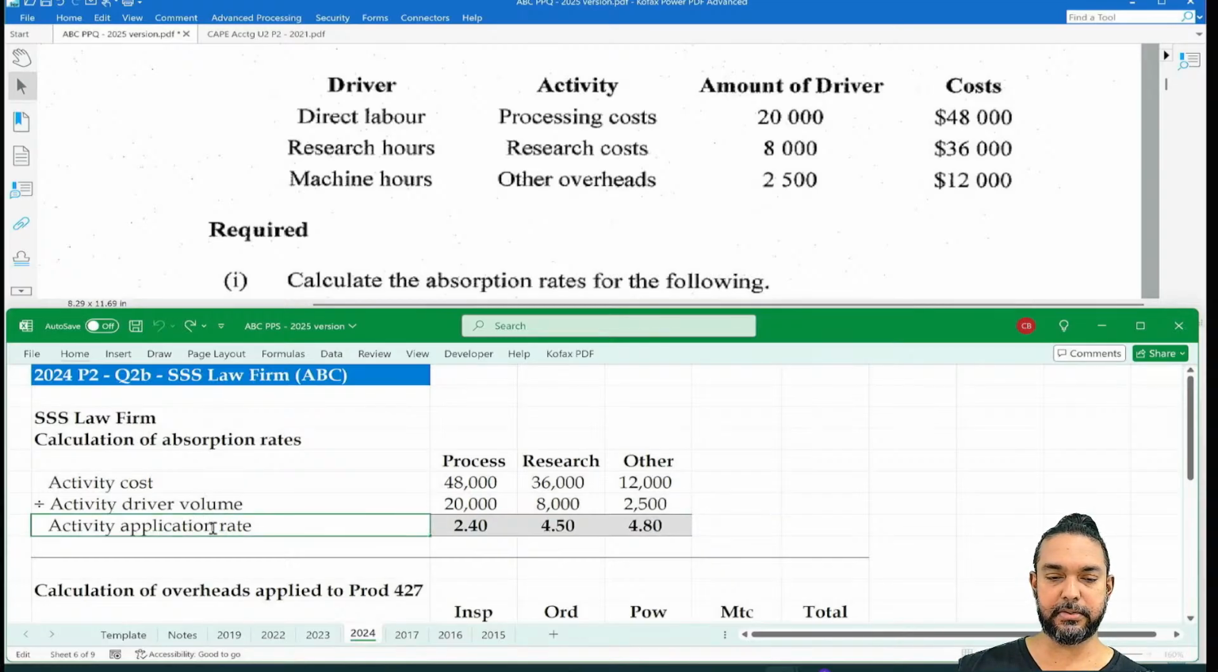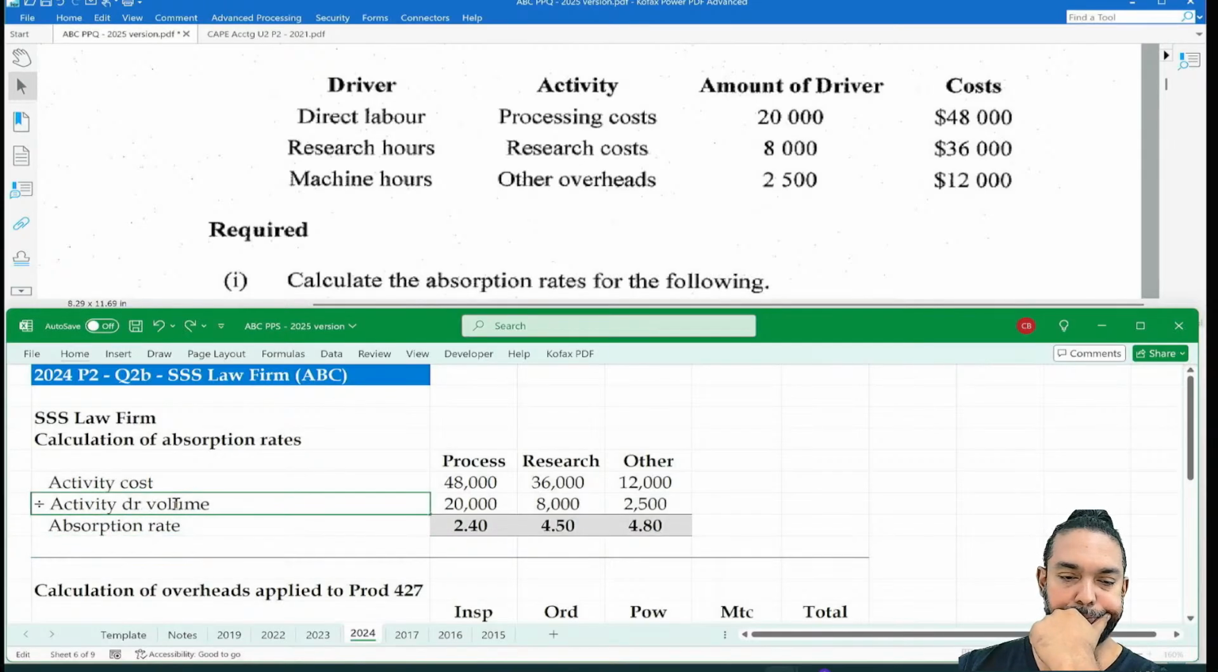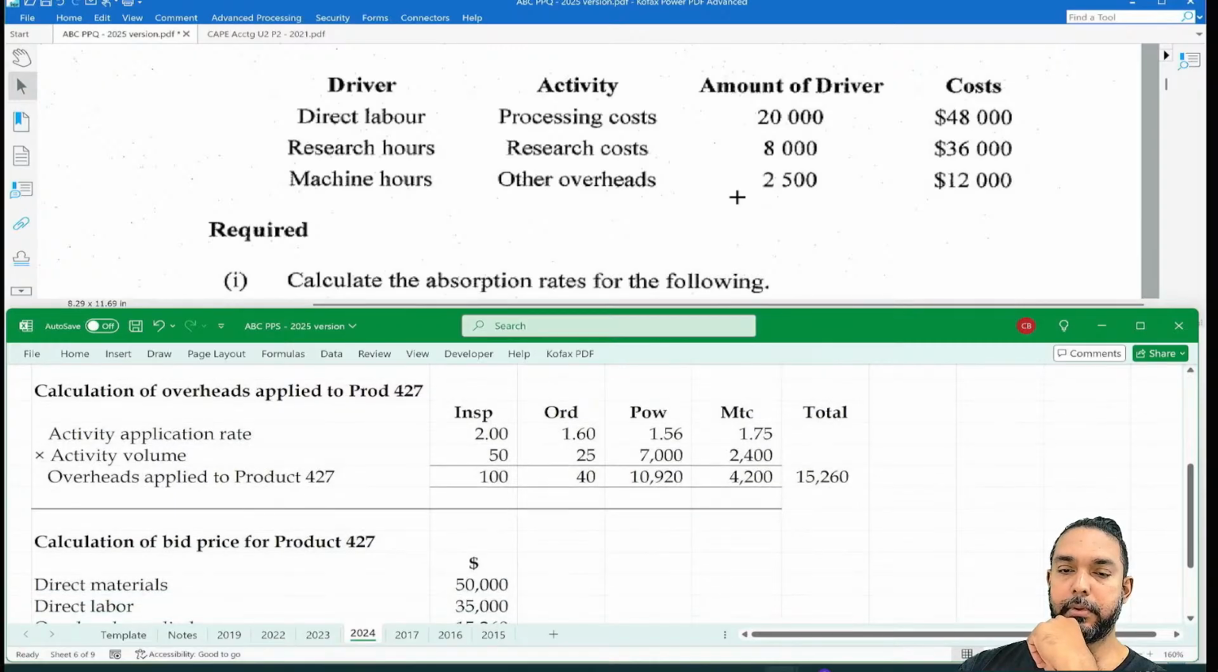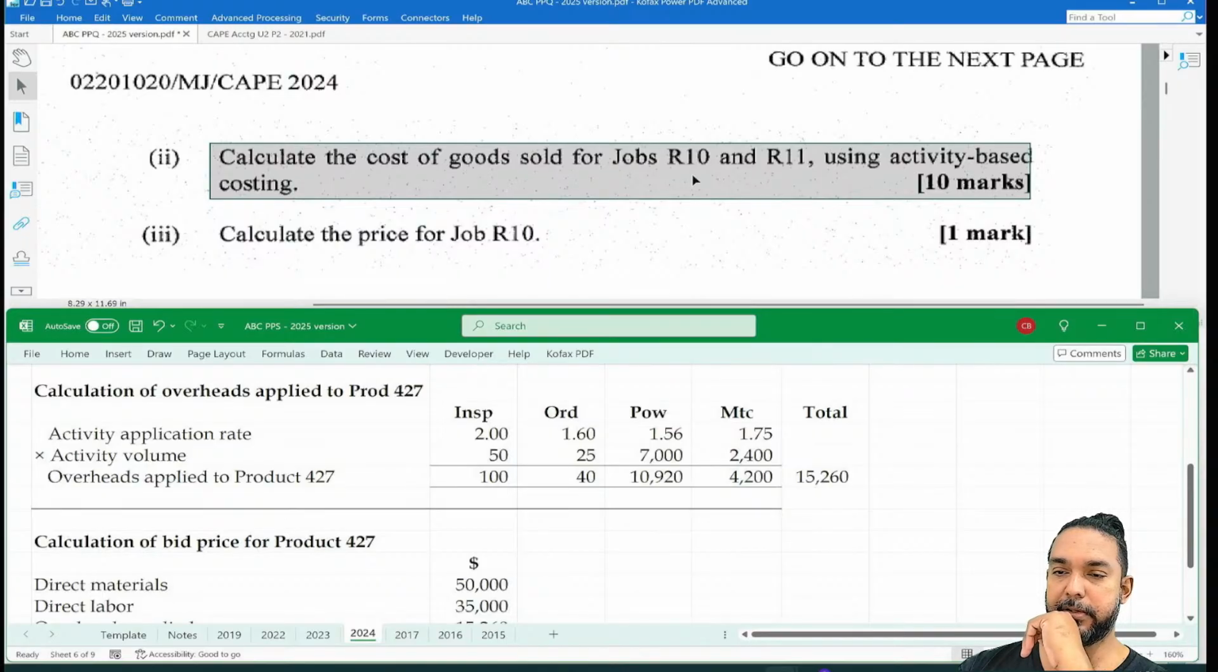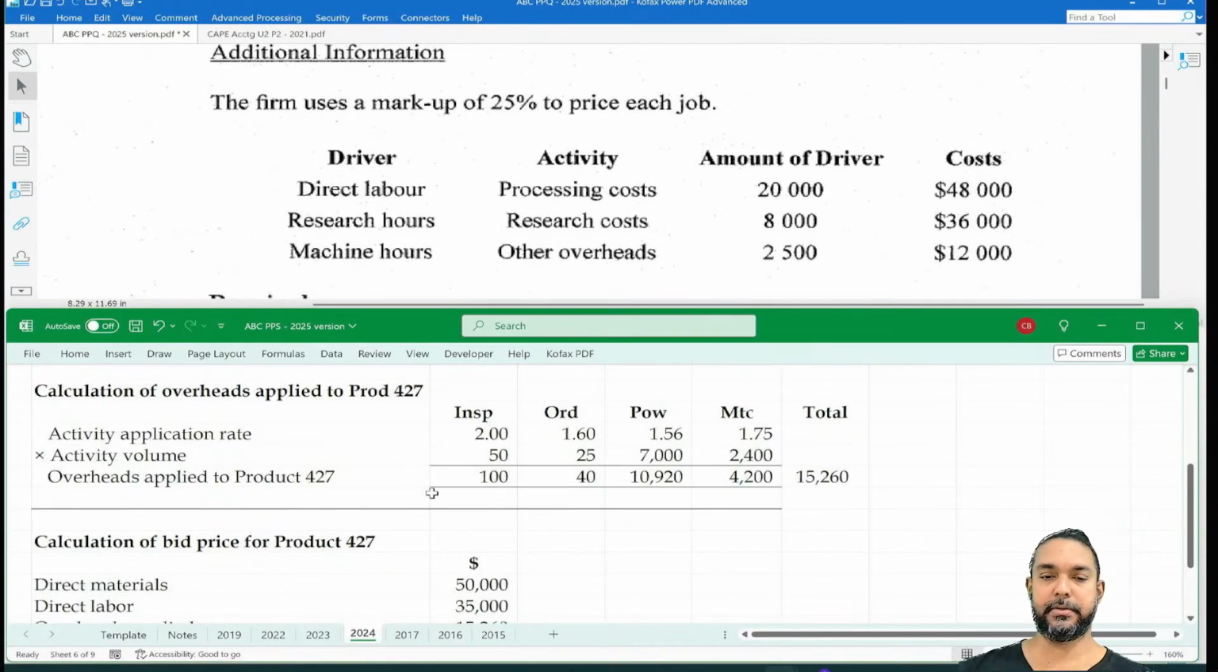So activity cost. Yeah, driver. Amount of driver volume. That's fine. The activity cost, right. Processing cost, research, other. 48, 36, 12, 20, 8, and 5. Right, 2.5, sorry. Right, 2.4, 4.5, 4.8. Processing, right, okay, cool. And then calculate the cost of goods sold for that. Right, okay, so we're going to do that.